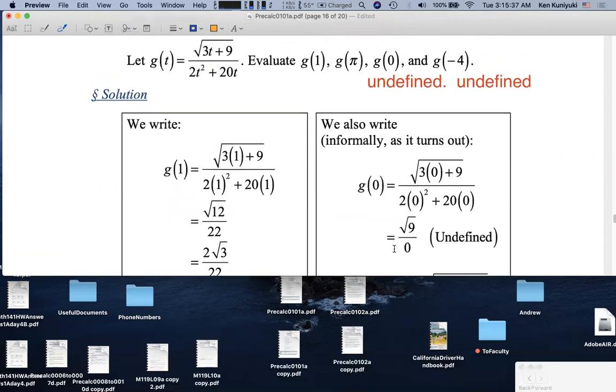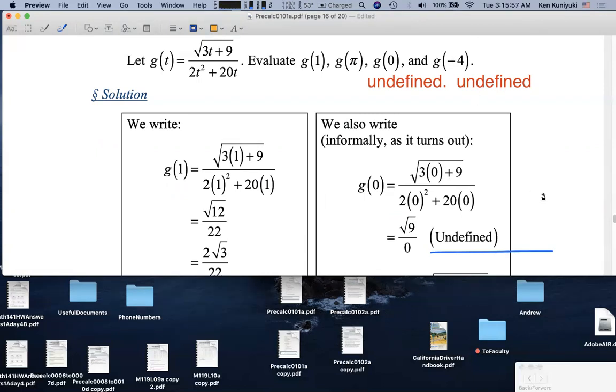But wait a minute. What if you try to plug in 0 for t? We'll see what happens. And it turns out you get a 0 denominator, which means right there you know, hey, g of 0 is not real, it's undefined. Or you could have found the domain at the outset, and you would realize that 0 is not in the domain.